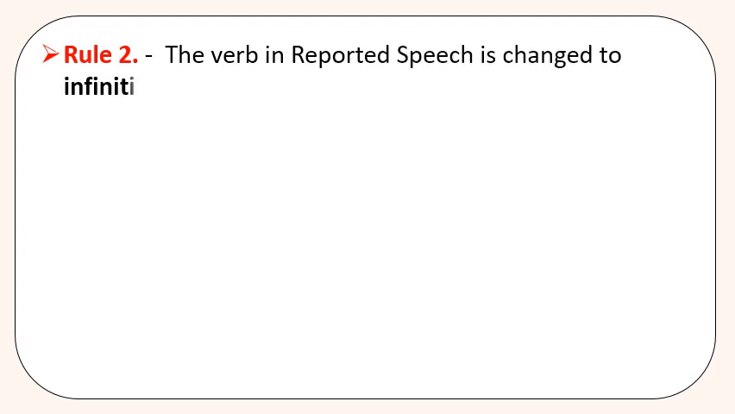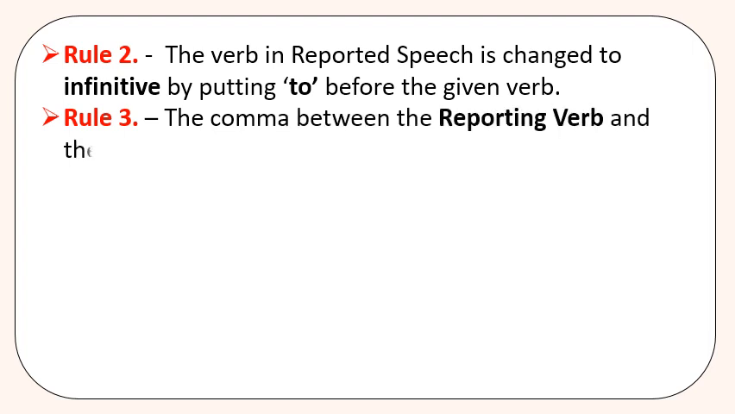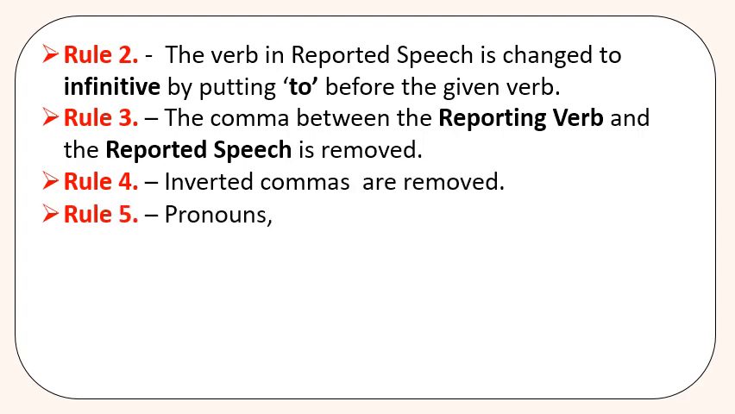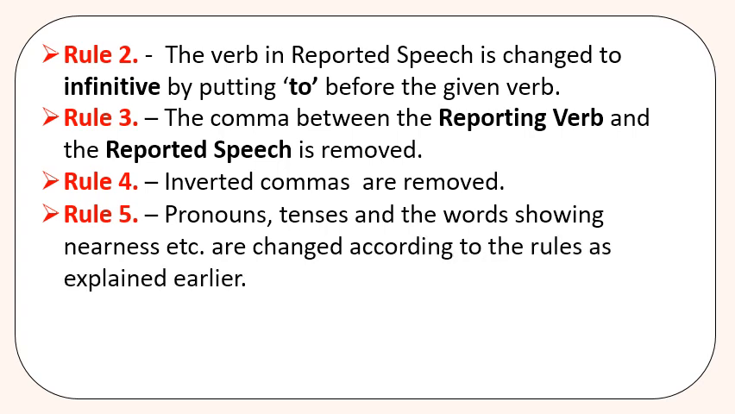Rule number 2 is the verb in reported speech is changed to infinitive by putting to before the given verb. Rule number 3 is the comma between the reporting verb and reported speech is removed. Rule number 4 is inverted commas are removed. Rule number 5 is pronouns, tenses and the words showing nearness etc. are changed according to the rules as explained earlier.